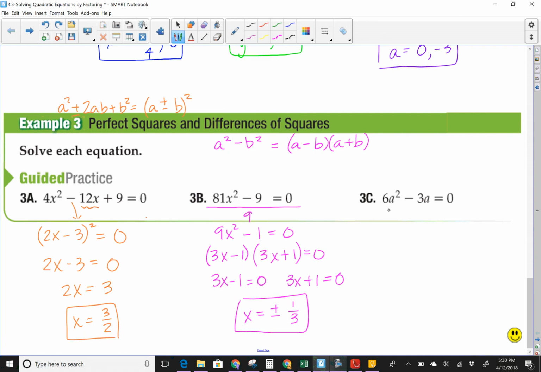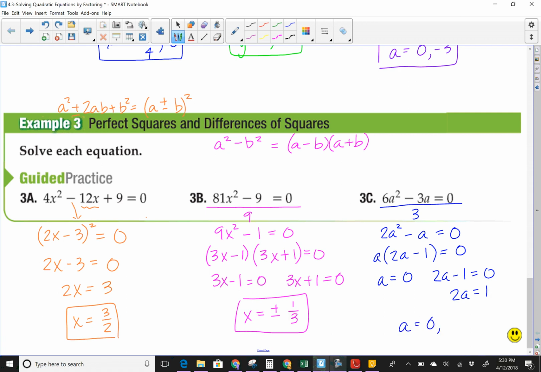6a squared minus 3a. Again, I'm going to get rid of that GCF, and I can divide now. I don't have to write it in front because it's an equation. If I was factoring, then I'd have to leave the 3 in there. So this becomes 2a squared minus a is equal to 0. And I have a common factor of a, leaving me with 2a minus 1. So a equals 0, 2a minus 1 equals 0, 2a equals 1, and so we have 0 or 1/2.